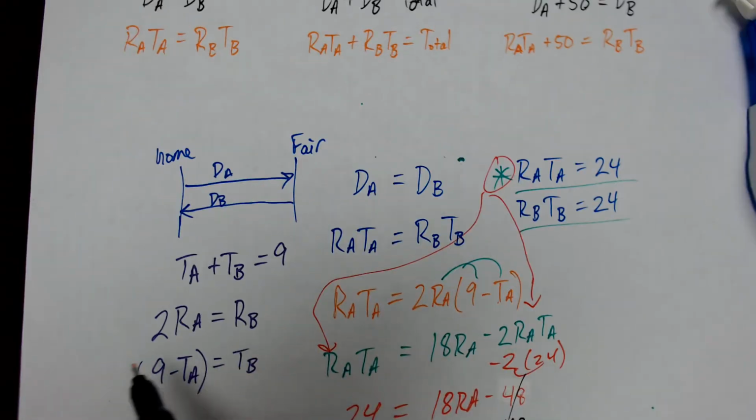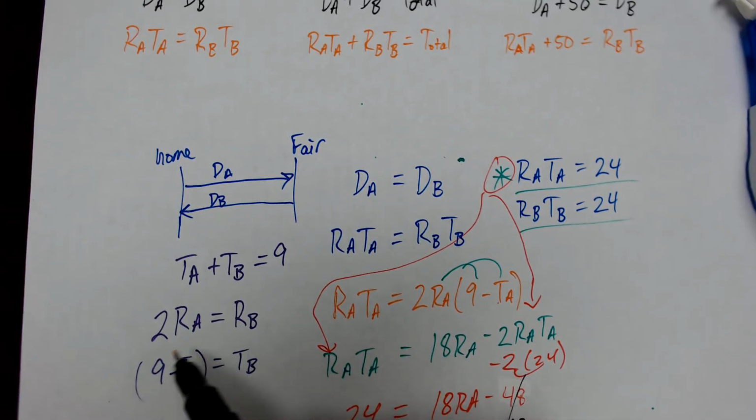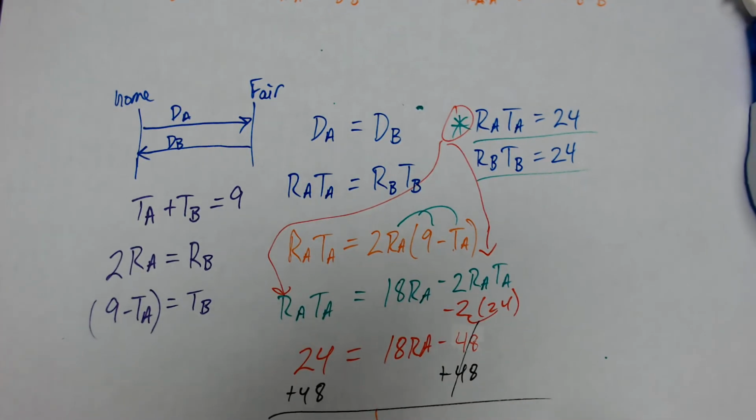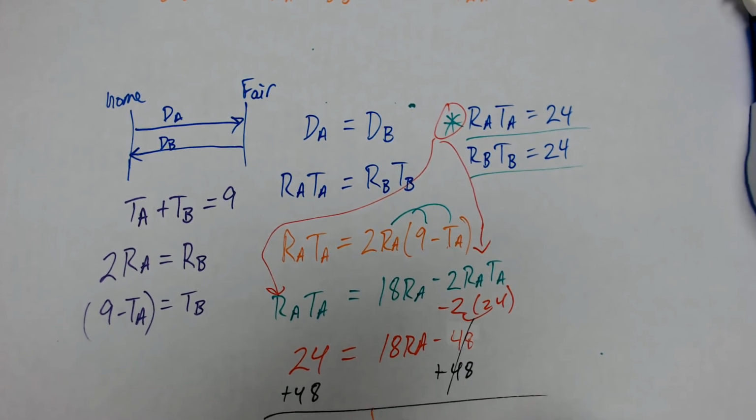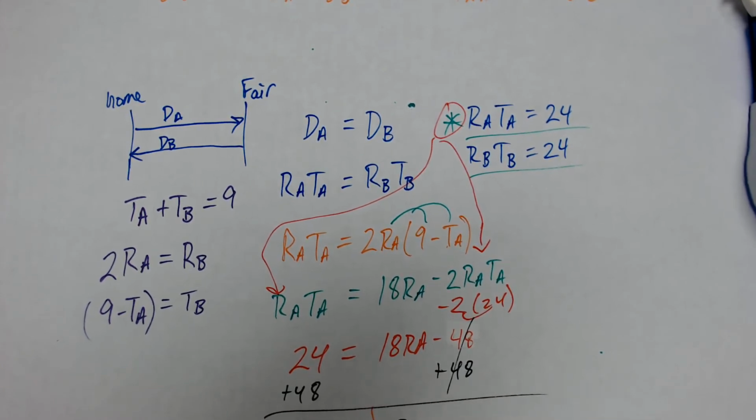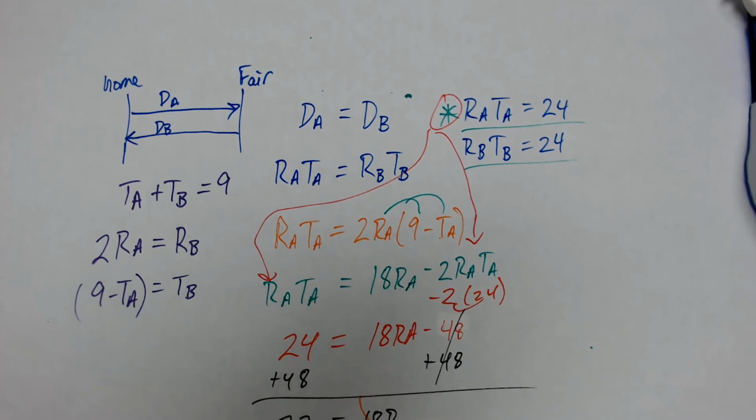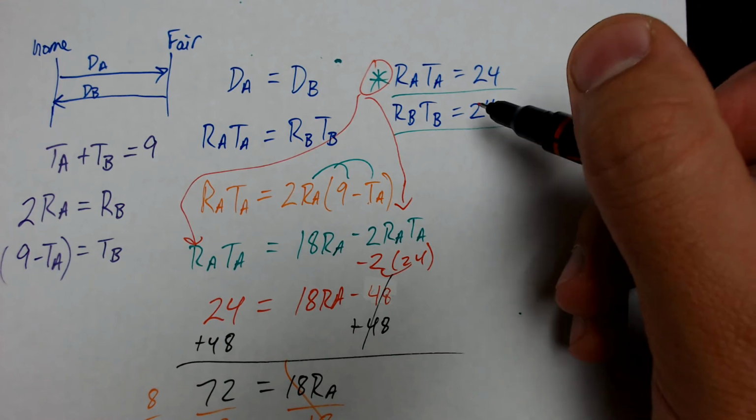Cool. Now, if rate of A is equal to 4, then rate of B, being twice the rate of A, is going to equal 8. And let's see here, what else do we need to know? They want to know how fast he traveled in each direction, and what the times were. So now that we know the rates, we have to find one of the times. We'll just substitute these in here.